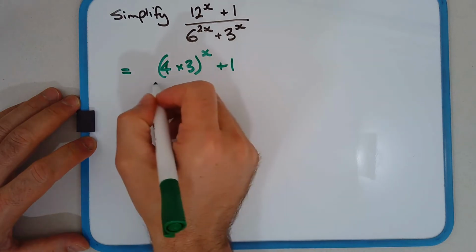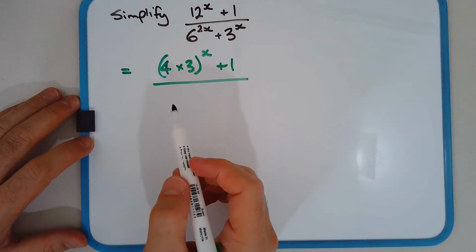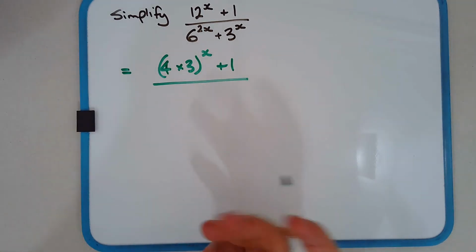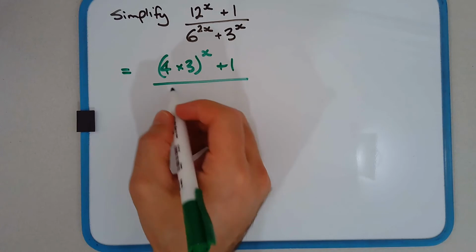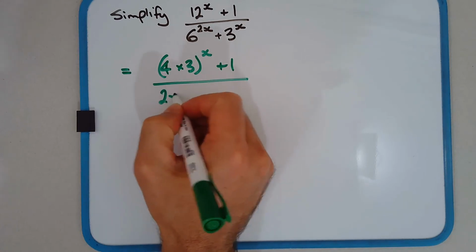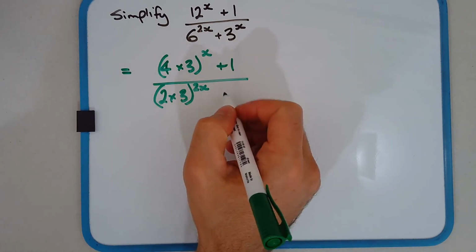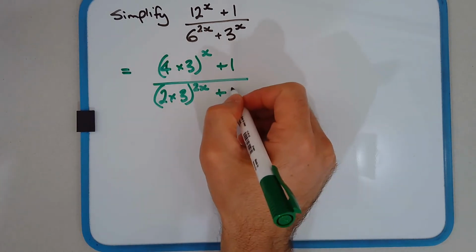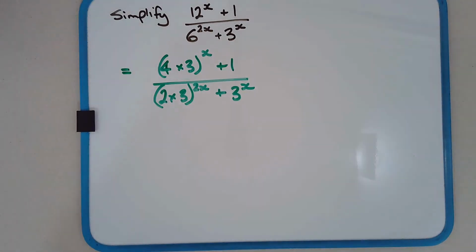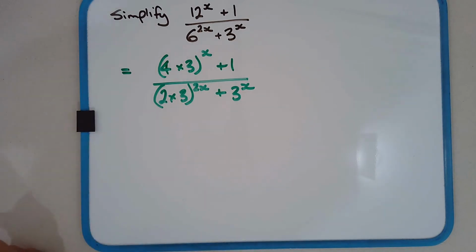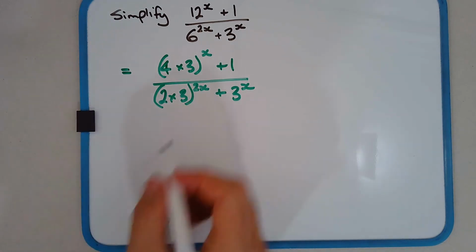Plus 1 over. Now 6 to the power of 2x, well, that's actually 6 to the x times 6 to the x, isn't it? Or we could write it as 2 times 3 to the power of 2x, plus 3 to the power of x. Well, 3 is prime, so we can't express it any simpler in terms of a product of two numbers. So 3 doesn't have any other factors apart from itself and 1. So we'll leave that one alone. Okay, so where to from here?